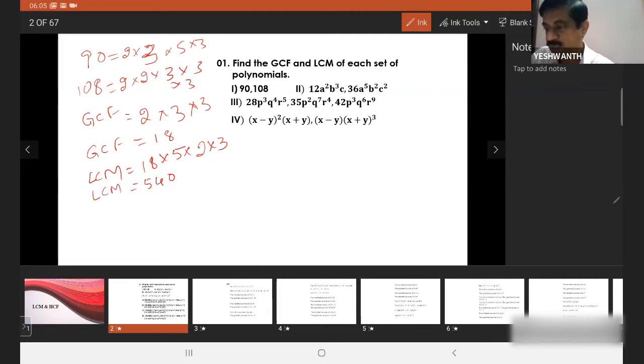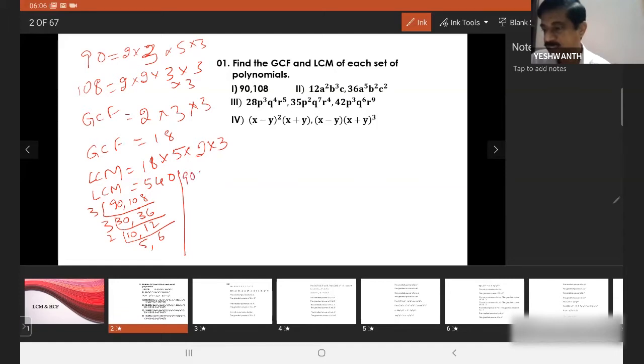This is LCM. Or otherwise, the other way of taking LCM is to take those numbers 90 and 108. Take 3, so 30, 36. Again 3, 10, 12, then 2, 5 and 6. So therefore you can take it as 3 into 3 into 2 into 5 into 6. So that is LCM.